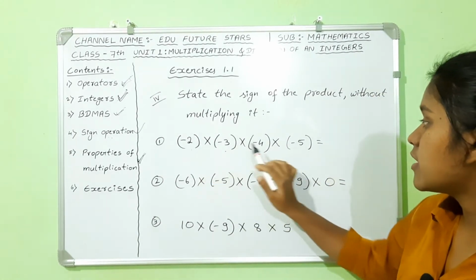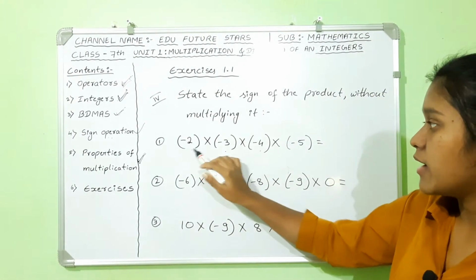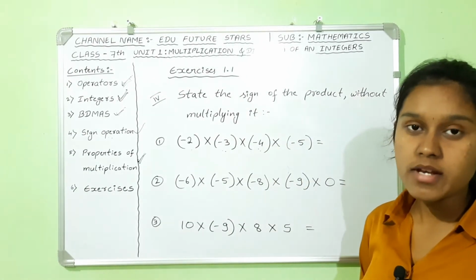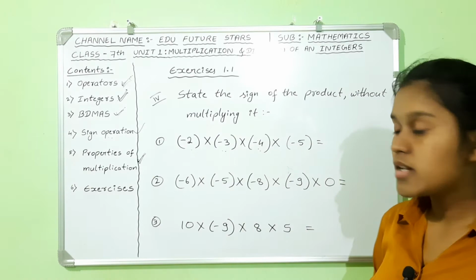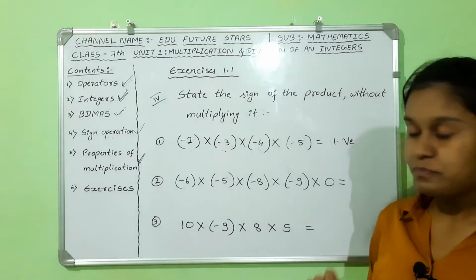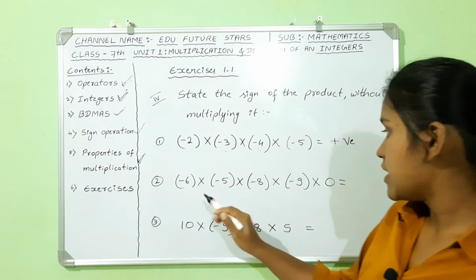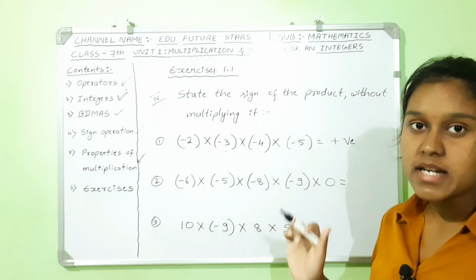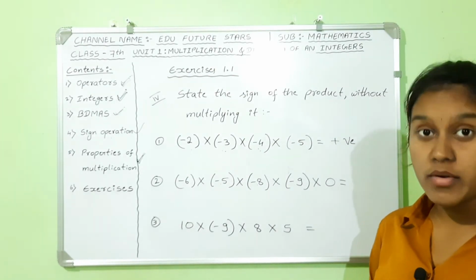See here, we have an even number of negative values, right? 1, 2, 3, 4. 4 values have a negative sign. 4 is even. We know that, so obviously the result is positive. Easy. Now let's see the next one. See here, 1, 2, 3, 4. 4 numbers have a negative sign, so obviously it will be positive.